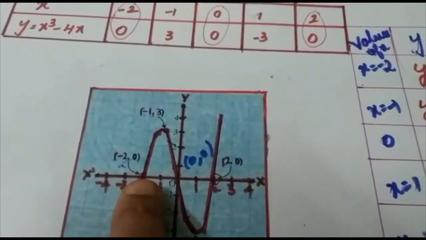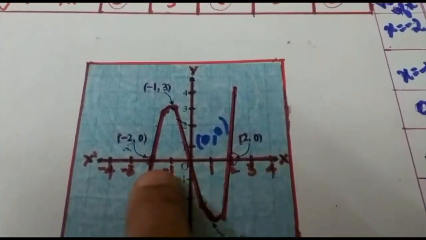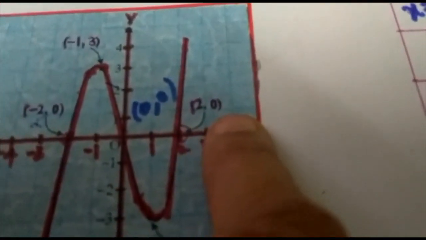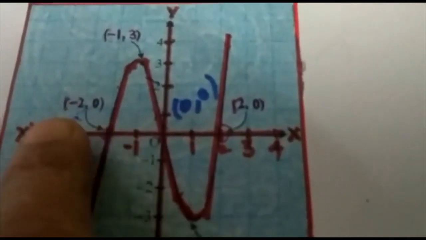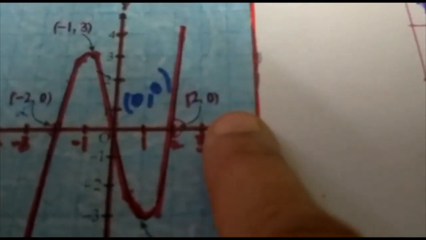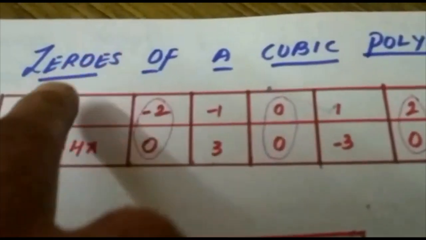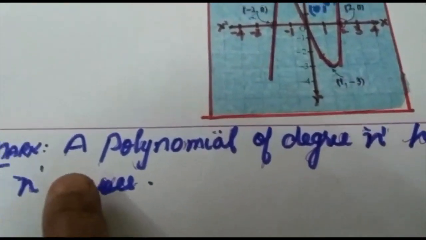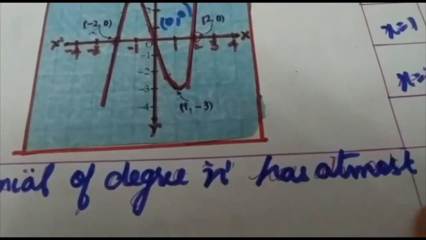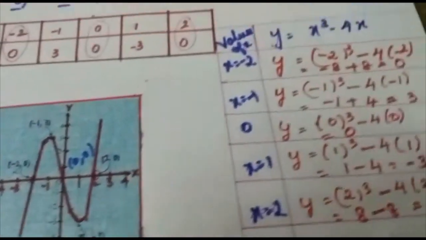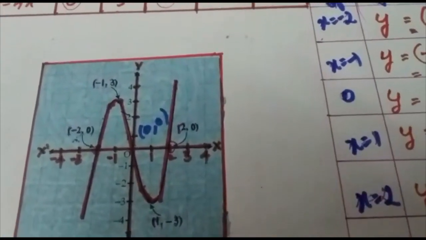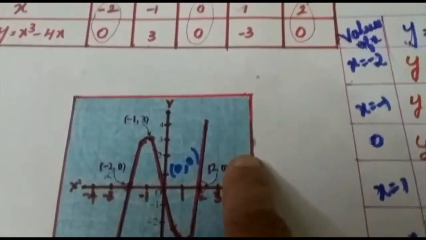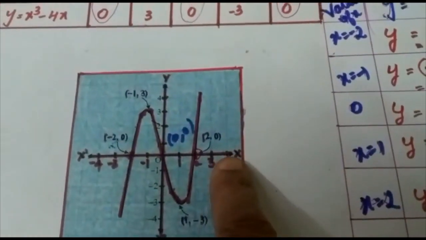After plotting, I observed that the points where it intersects the x-axis are (minus 2, 0), (0, 0) and (2, 0). But we take only the x coordinate. So, minus 2, 0 and 2 are the zeros of this cubic polynomial, y is equal to x cube minus 4x. In general, I can conclude a polynomial of degree n has at most n zeros. Suppose you have a polynomial of degree 4, then it will have at most 4 zeros. Degree 5 will have at most 5 zeros. This goes on. Hope you understood the quadratic polynomial and the cubic polynomial, the graphical method.